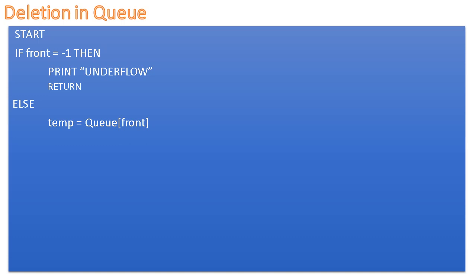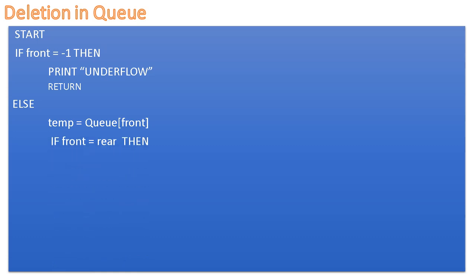Now we can see the algorithm for deletion in a queue. We have to start, and first we have to check whether the queue is empty or not. So for this we are taking the condition: if front equals -1, then we can print underflow and return. Otherwise, first we have to make a copy of the element which we are going to remove or delete. So we are writing temp equals Q at front index. Okay, this element we have copied down.